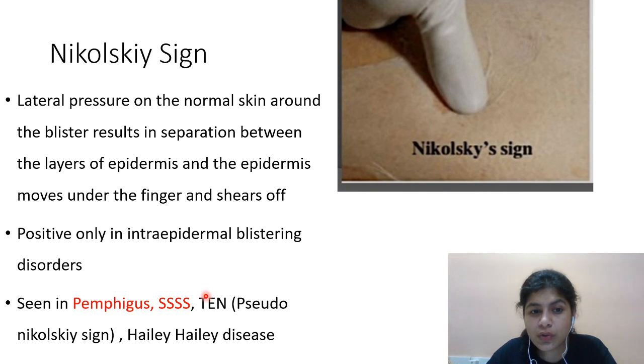Okay, so the feeling that you get when you perform a Nikolsky sign in a patient of pemphigus vulgaris or any of the other conditions which give rise to a positive Nikolsky sign is exactly the feel that you get when you are putting your shearing force on a potato which is boiled. Okay, the skin of the potato, you will feel it moving under your thumb. That is exactly the feeling you get in Nikolsky sign. Okay, it will also be positive in Hailey-Hailey disease.